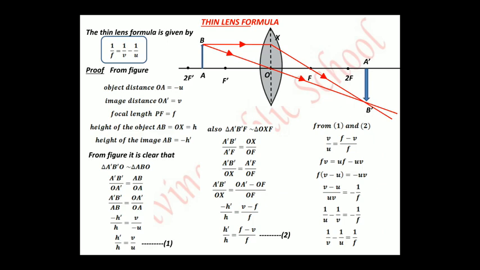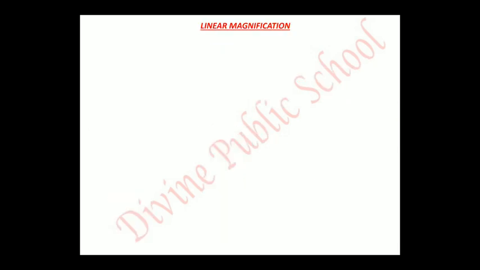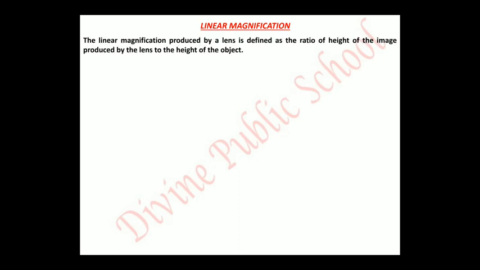Now let us move ahead. The next topic we are going to study is linear magnification. What is linear magnification? Linear magnification produced by the lens is defined as the ratio of height of the image produced by the lens to the height of the object. Basically, it is the ratio. It gives us the comparison between the height of the image and height of the object. It is a standard definition, defined by the ratio of height of the image to the height of the object. So basically it is denoted by m.